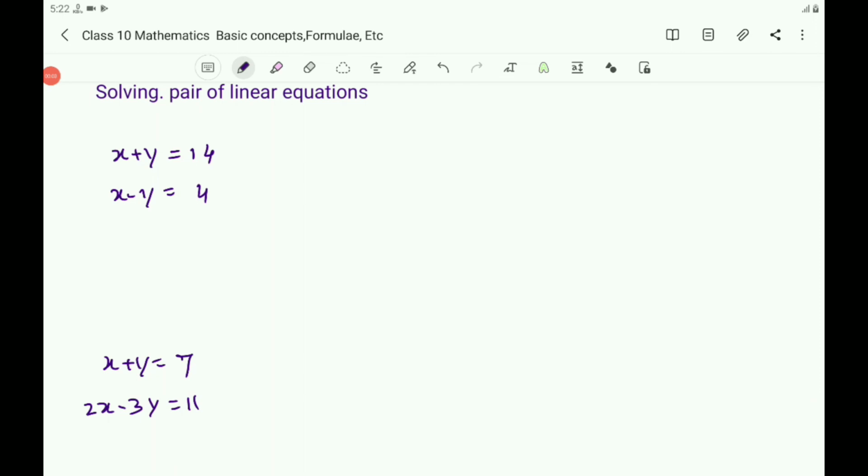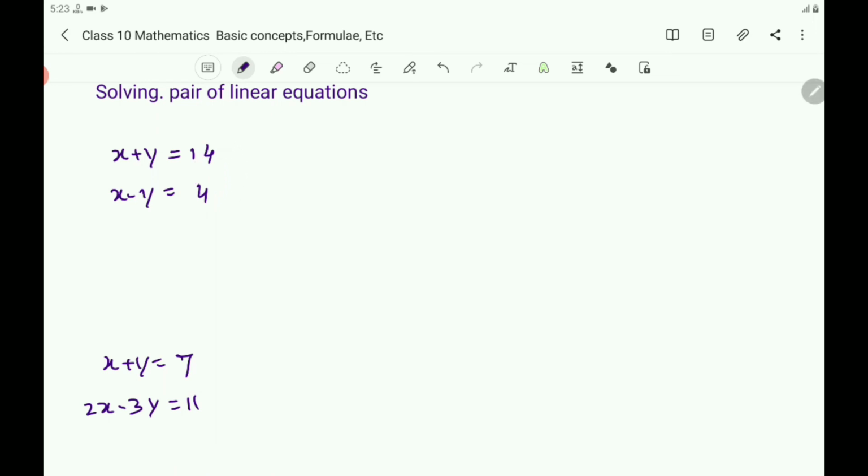There are different methods, but here the method will not be asked. You use your own method to find the value of x and y. And the simple method here, you can use the trial and error method also. Here 14 is there, here 9 is there. And you know that 9 plus 5 is 14, 9 minus 5 is 4. Directly you can get the answer here.